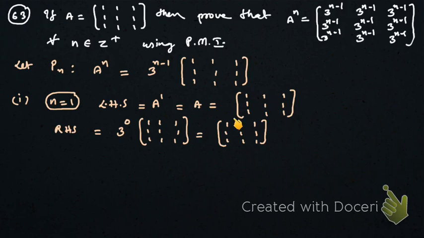So I have my LHS and RHS coming out the same. So I say LHS equal to RHS, and therefore P1 is true. Stage 1 is over, and what is stage 2 now?